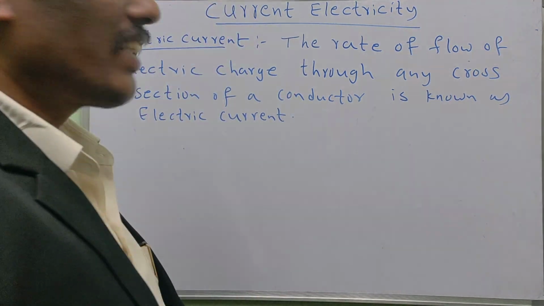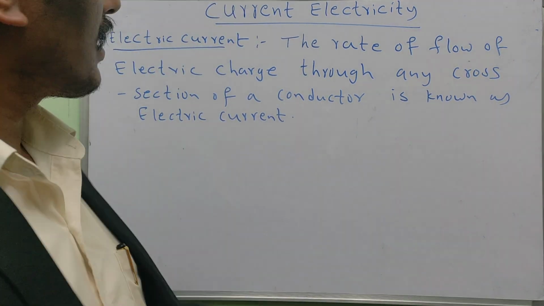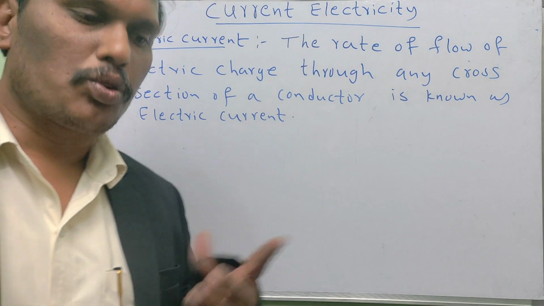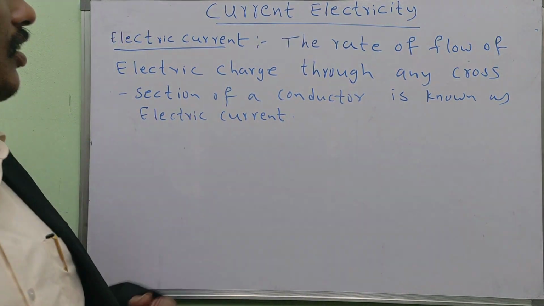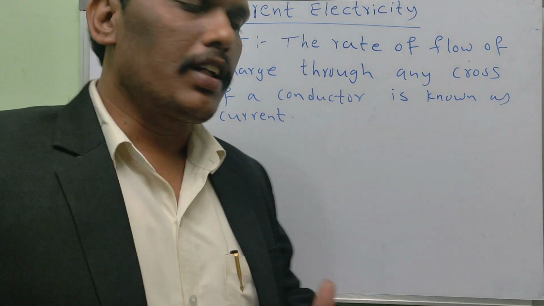Today I am going to discuss current electricity. First of all, what is electric current? The rate of flow of electric charge through any cross section, generally we call it as electric current. What is the meaning of that?